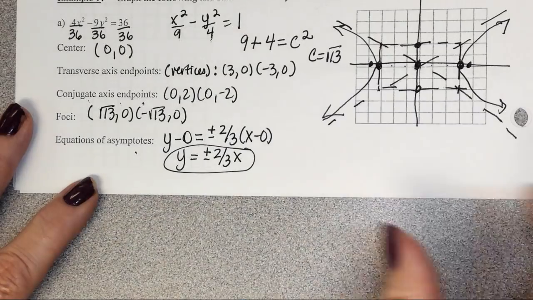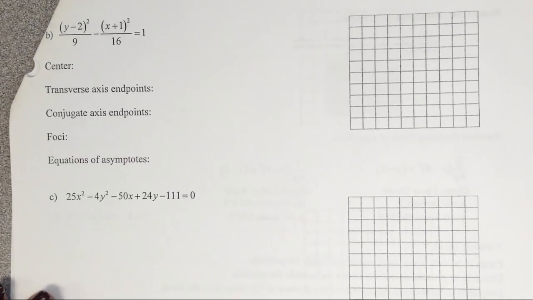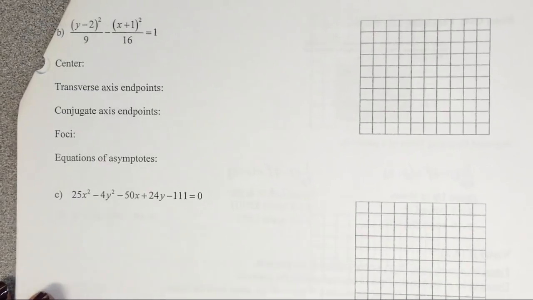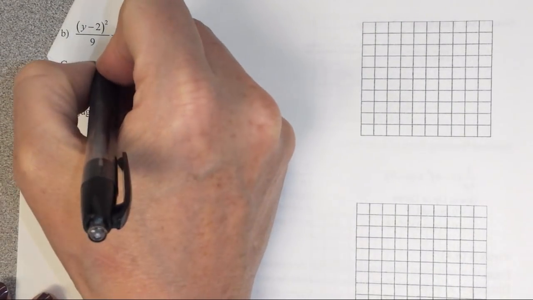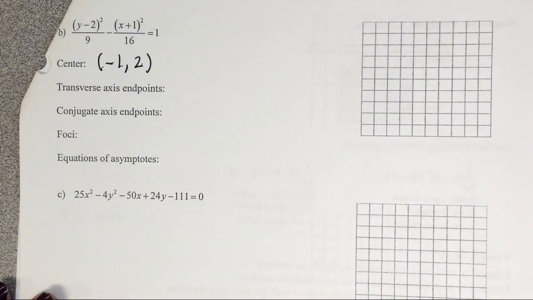Any questions on that? All right, let's go to one a little bit harder. Now, here's the most important part, is getting the center correct. If this center isn't correct, everything will be wrong. Here's where most people tell me the center is before we talk about it. They're like, oh, 2, negative 1. Wrong. It's negative 1, 2. So the center is going to be at negative 1, 2. And that's because it has to go x, y.